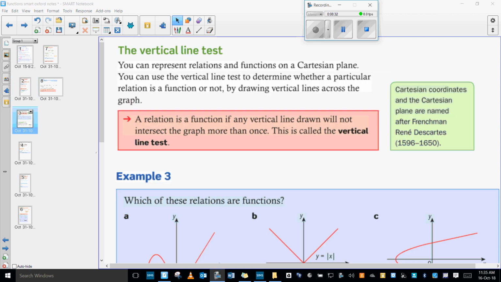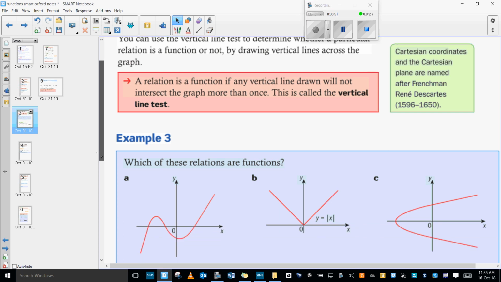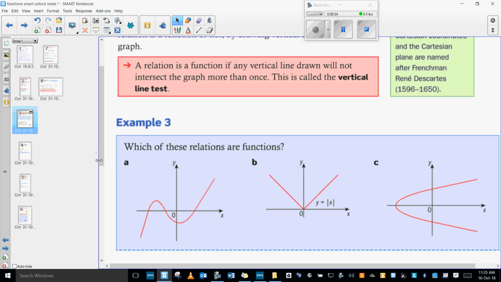Alright, this is one way that you can, if you're given a diagram, check whether it is a function or not, super simply. It's called the vertical line test. A good thing to do is to have a pen or a ruler or something. You hold it vertically, and you run that pen or pencil or ruler across the diagram in a vertical manner.